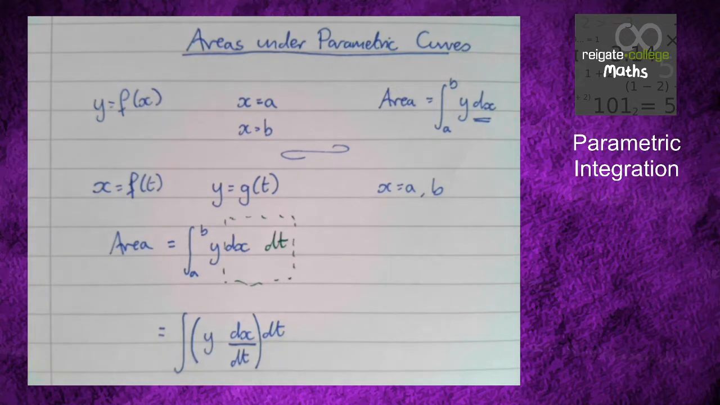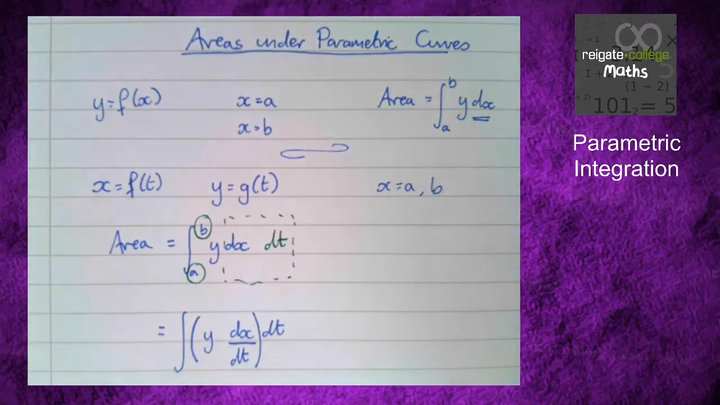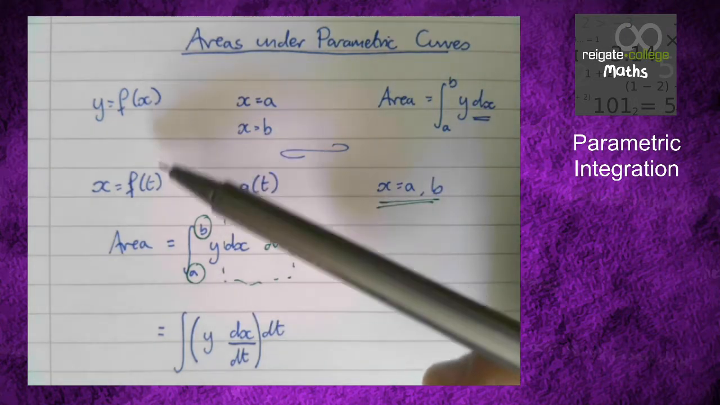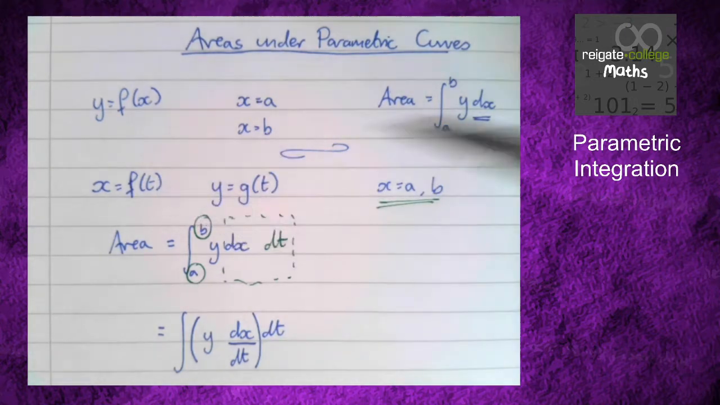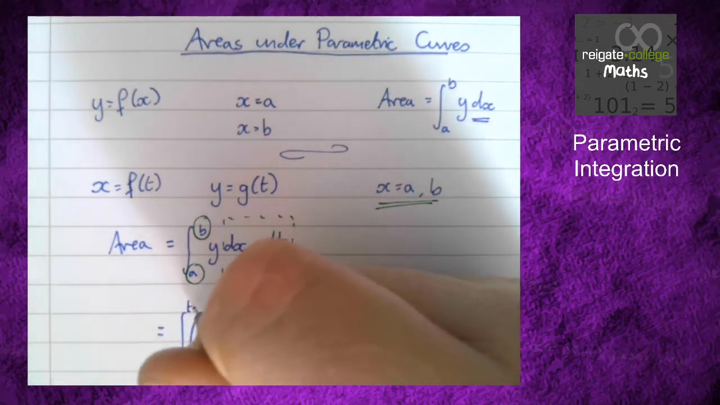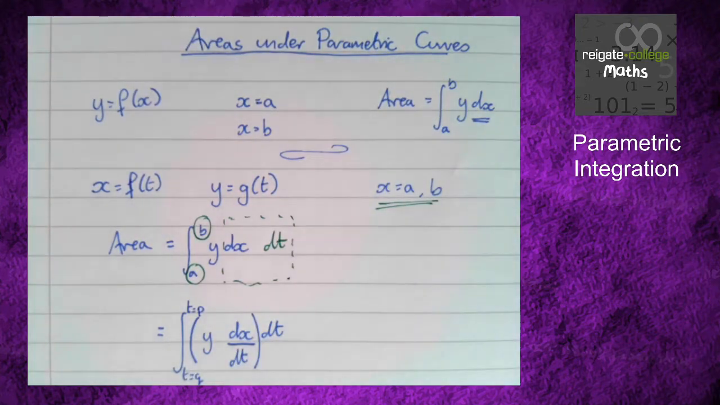The other problem that we have is the limits. This a and b are for x. So we need to work out our limits in terms of t, which is not too difficult to do. We're just going to stick our x limits in our equation here and solve it. So we're going to have t equals p and t equals q. Okay, and that's how we're going to integrate parametrically.